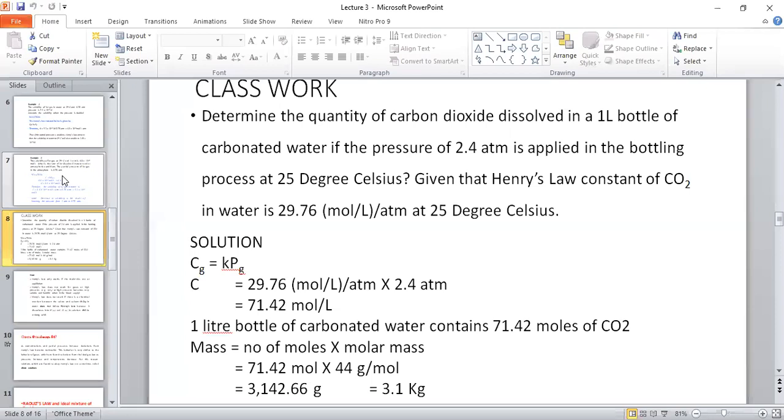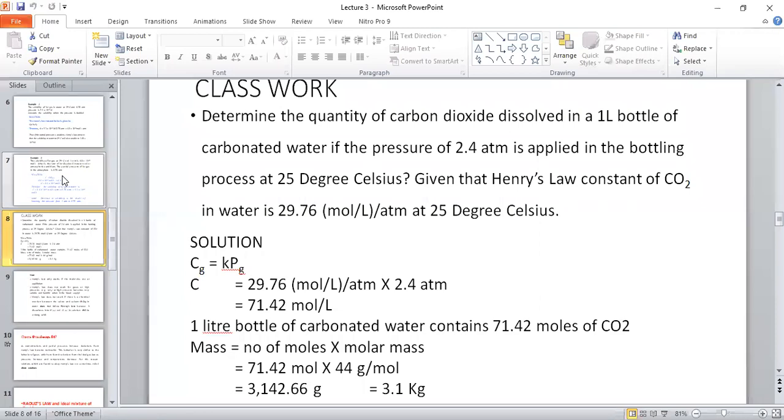So this is 71.42 moles per liter. That means 1 liter bottle of carbonated water contains 71.42 moles of carbon dioxide. So now let's find the exact mass, or grams, of carbon dioxide that is put in there.